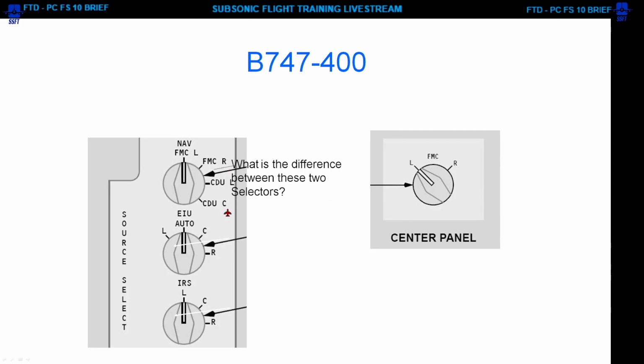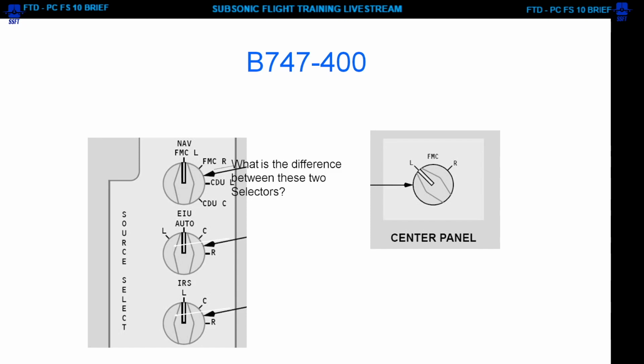Now, what's the difference between these 2 selectors? Well, we've been talking about that. This is the FMC master selector, and this is the instrument source select switch that each pilot has, one for the captain, one for the first officer, on your instrument source select panel. So normally the captain is in the FMC left position, the first officer is in the FMC right position.